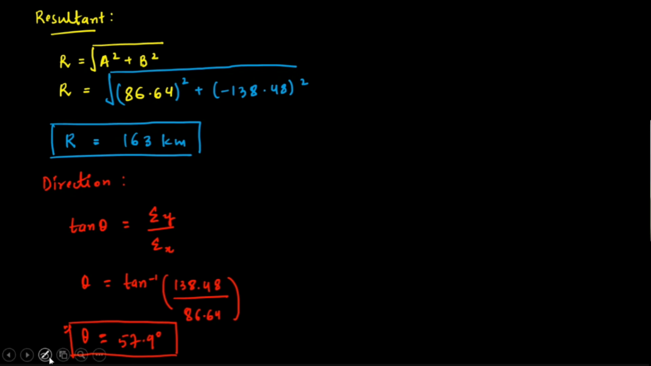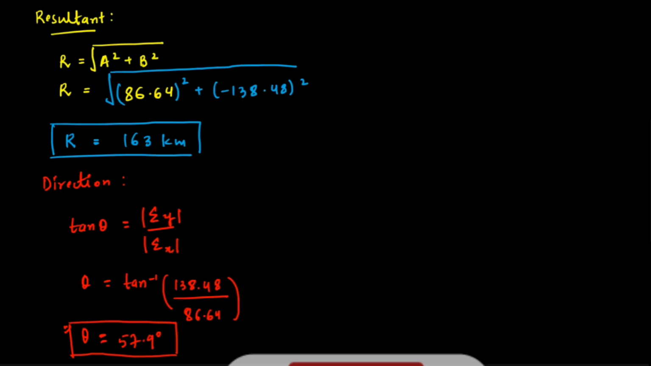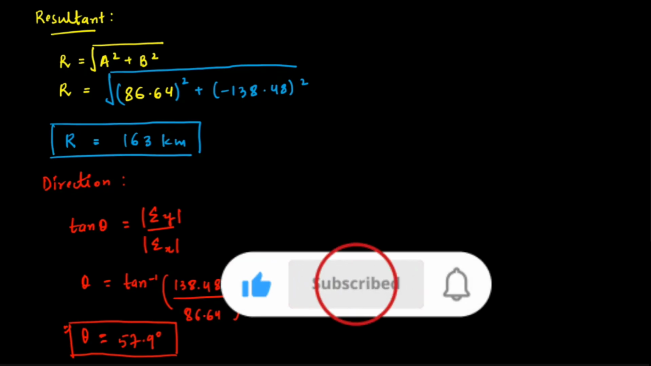Wait, why is the 138 not negative? Because whenever we are finding the direction, we are actually using the mod. When we are using mod, it won't be taken as negative. This will only give us the magnitude, like the net magnitude is along this particular direction. So that's why. Got it.